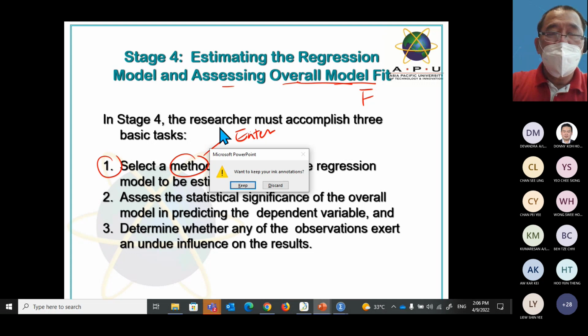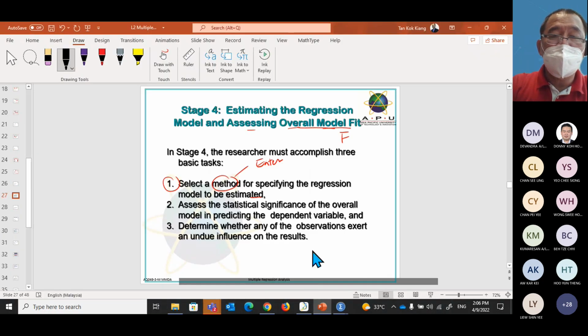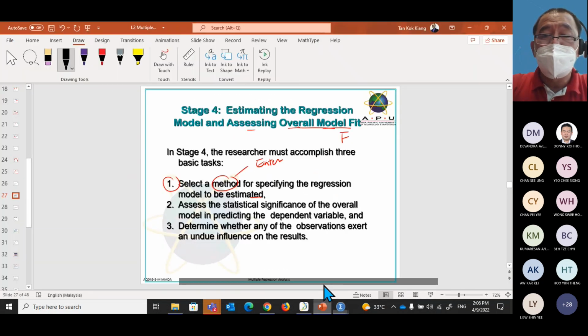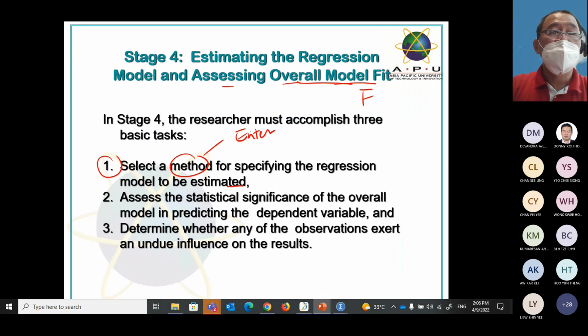Next, the break will be at 3 o'clock. I think it should be now. Yeah, okay.